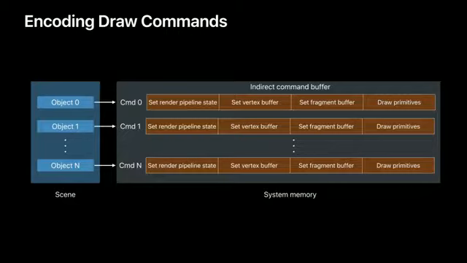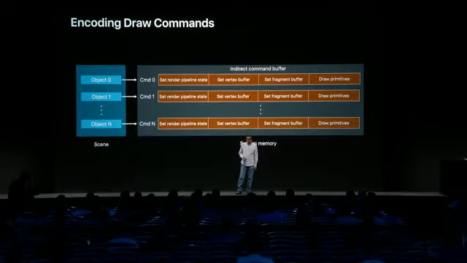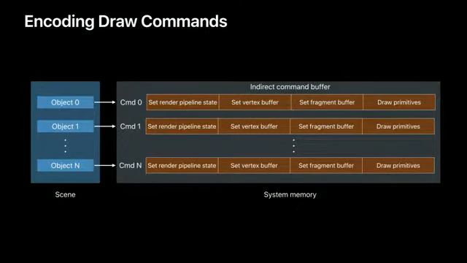Now, each thread that processes an object can encode into a particular slot in this indirect command buffer. And since all threads are running in parallel, commands can be encoded concurrently. Now, let's continue with our culling kernel example to see an actual example of the encoding.